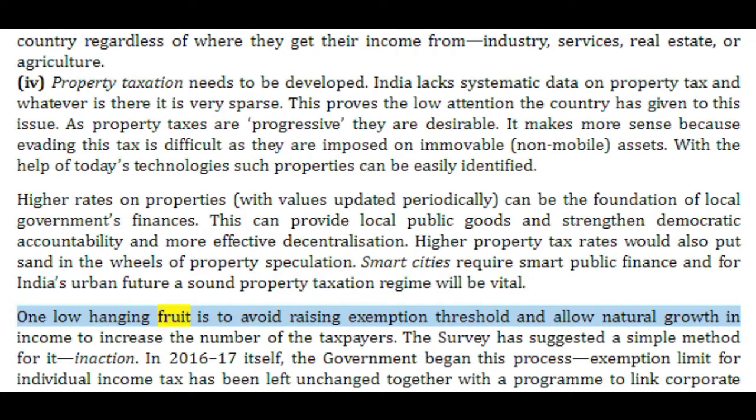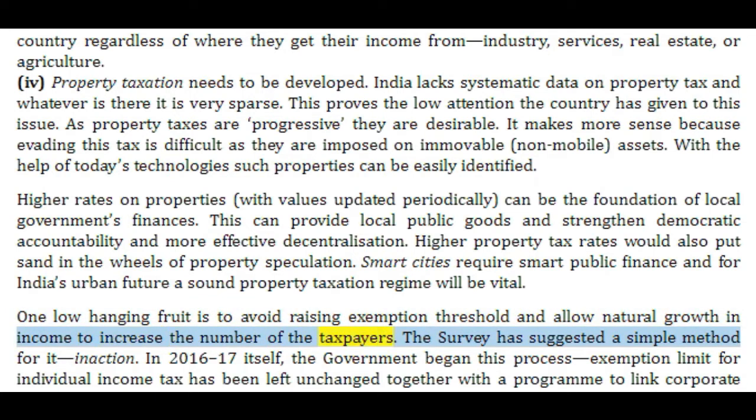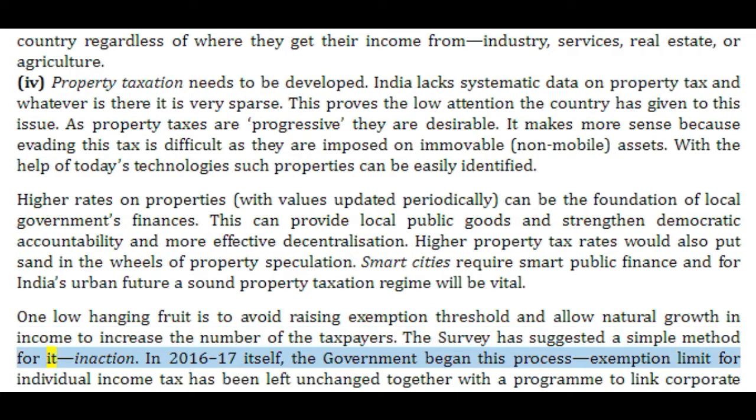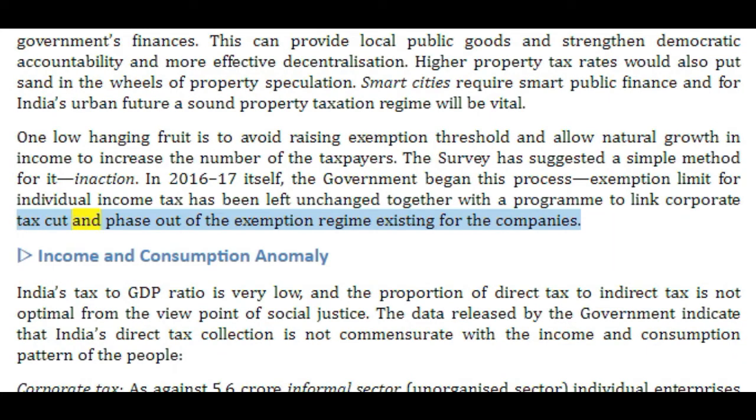One low-hanging fruit is to avoid raising exemption threshold and allow natural growth in income to increase the number of the taxpayers. The survey has suggested a simple method for it, inaction. In 2016-17 itself, the government began this process. Exemption limit for individual income tax has been left unchanged together with a program to link corporate tax cut and phase out of the exemption regime existing for the companies.